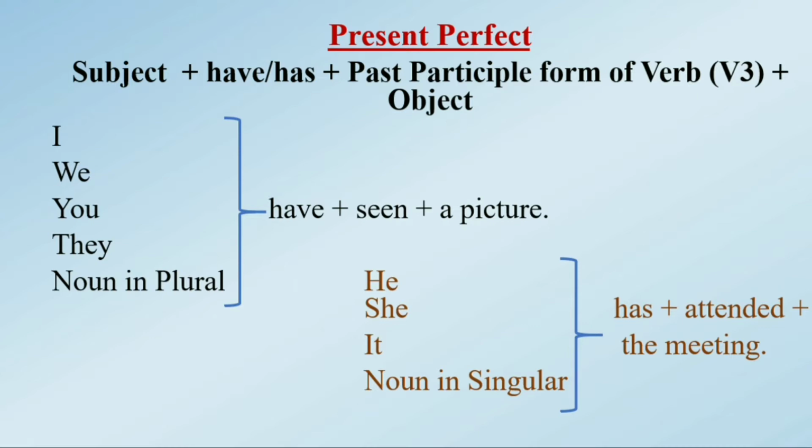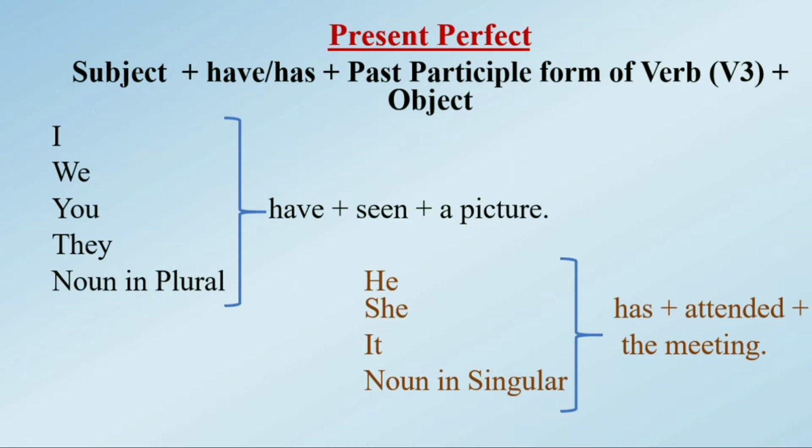Now look into the complete sentence. I have seen a picture. I have seen: past participle form of verb, plus object, picture. So, I have seen a picture. In this way you have to construct all the sentences.